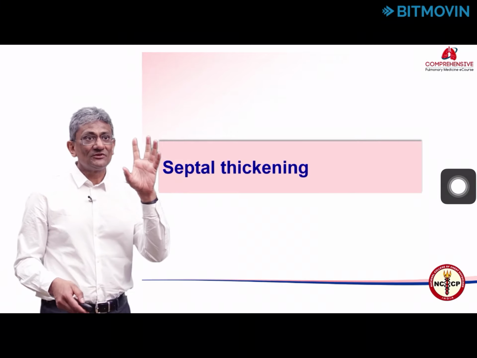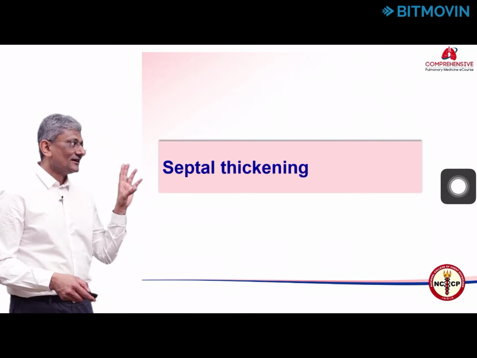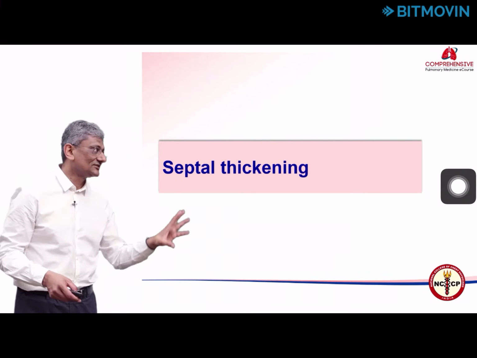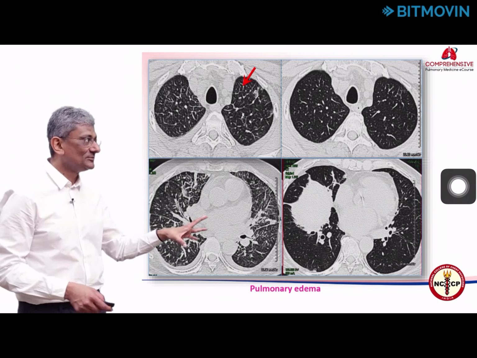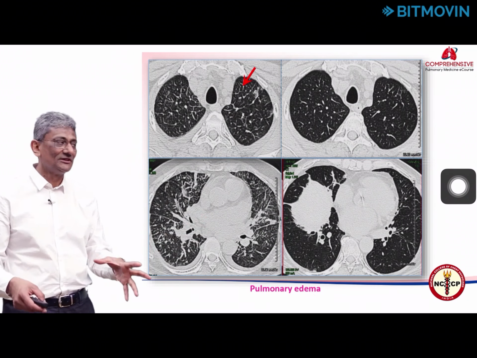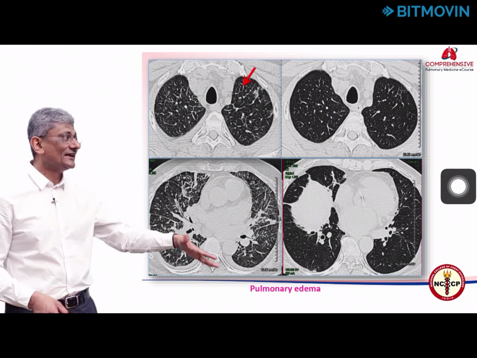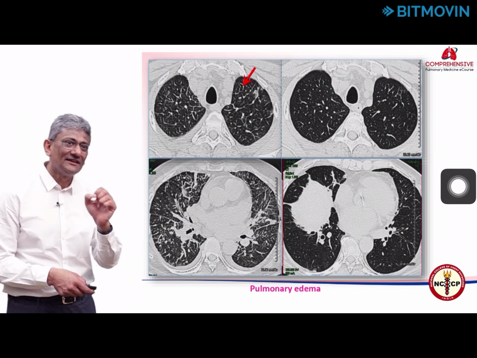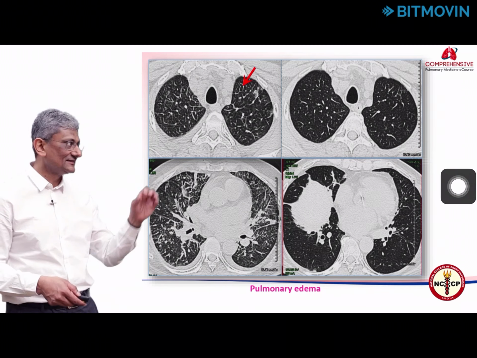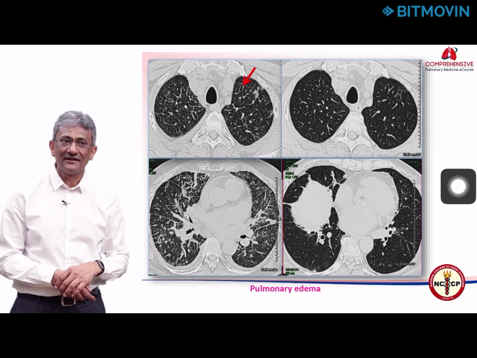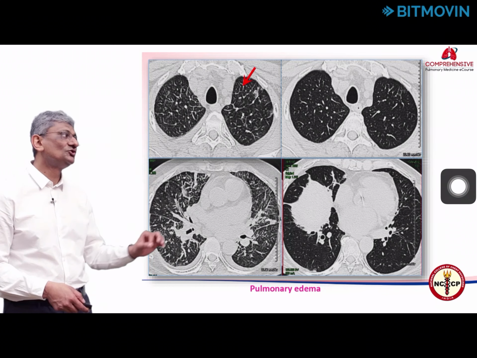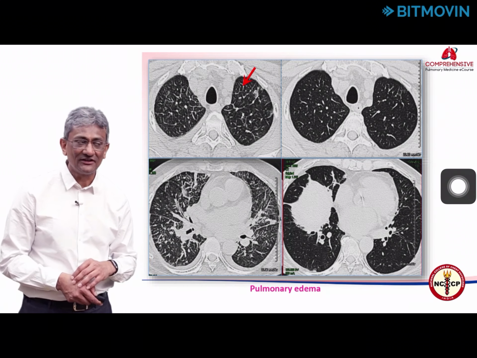Now, what if there was pure septal thickening without the ground glass? So, here is a patient who has bilateral pleural effusions, presented acutely with dyspnea, the septal thickening which is smooth in the upper lobes as well as in the lower lobes, and some hint of perihilar ground glass. This is what we typically get with pulmonary edema, usually due to left-sided dysfunction.